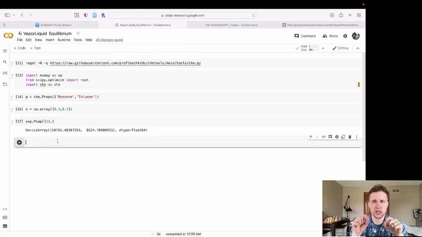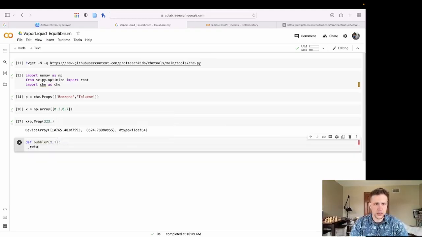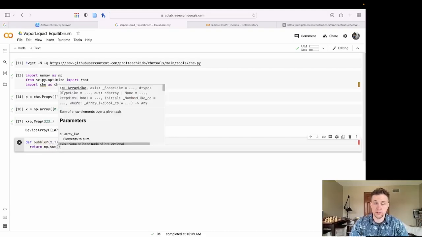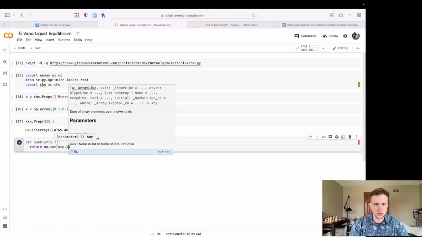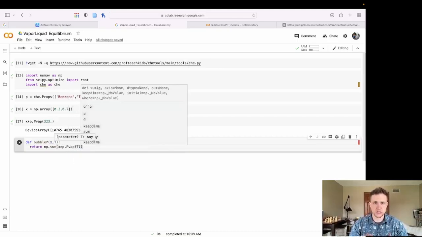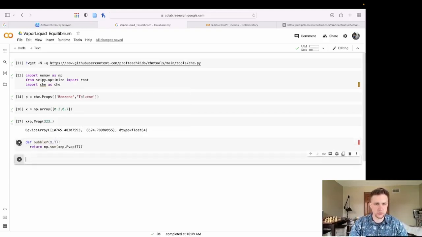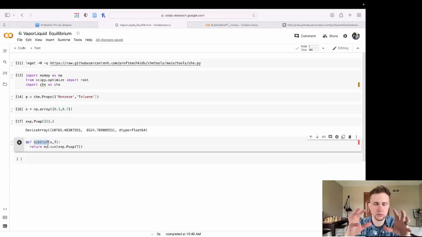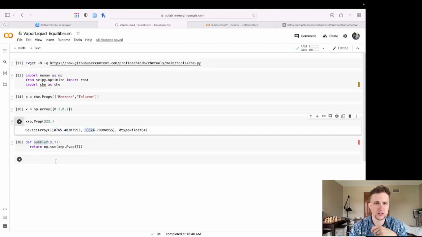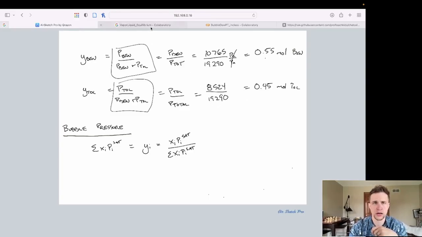So let's go ahead and create a function now that gets us to our total bubble pressure. With our bubble pressure, we know that we're going to have our mole fraction in the liquid phase, which is our X, and a given temperature. We want it to return the sum of the partial pressures at whatever the given temperature is. If we did this correctly, this is giving us our total pressure, the sum of our partial pressures for benzene and toluene, which is the 10,000 plus the 8,500. That should give us the 19,290 that we talked about earlier.